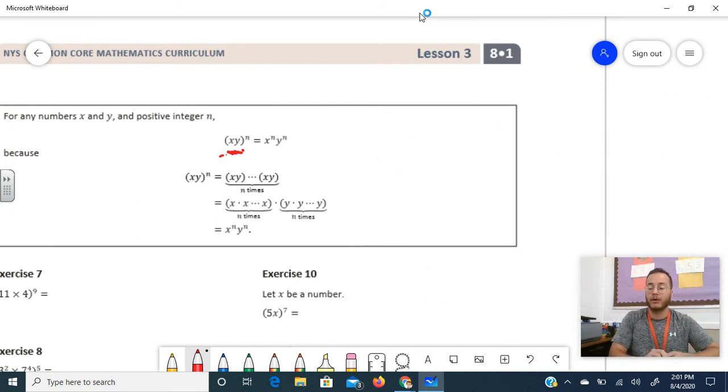Knowing that, go ahead and work the next few exercises. Pause the video and unpause it when you're ready.